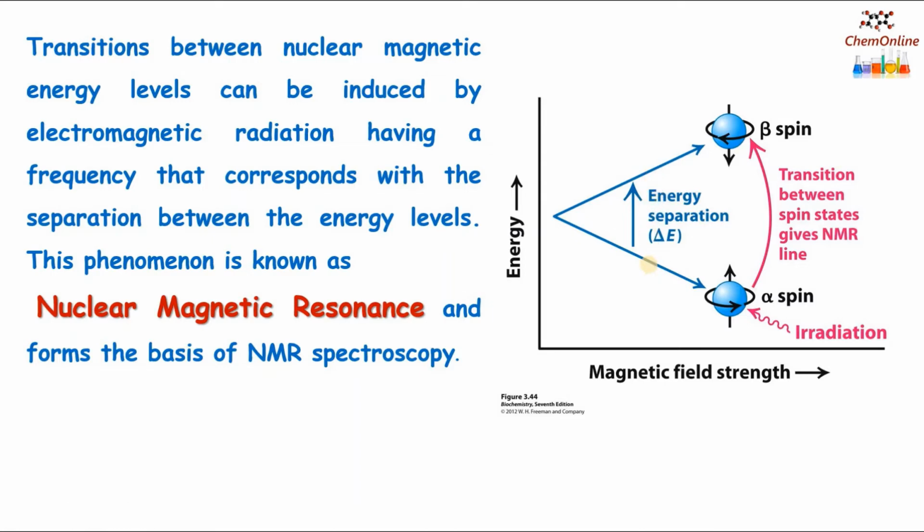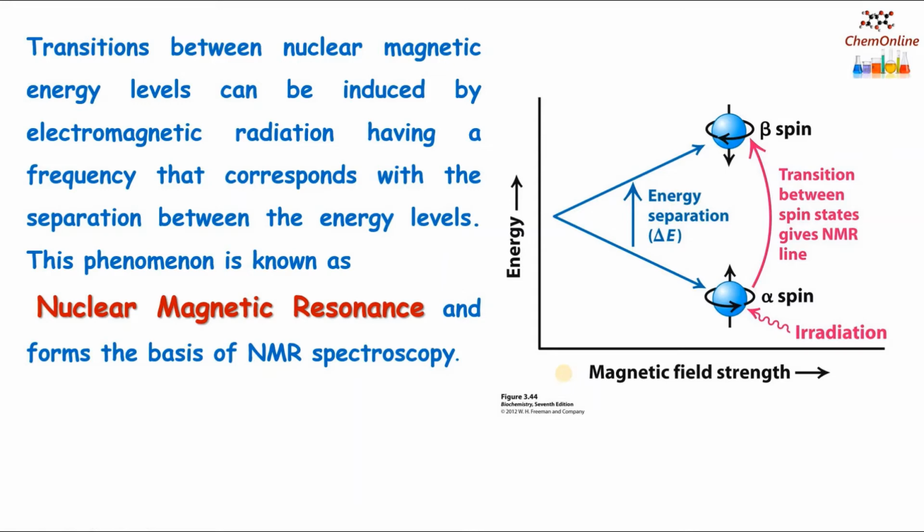That is, if an electromagnetic radiation having a frequency or energy that matches the energy separation between these two states, then such a radiation can induce transitions between the magnetic energy levels, and such a transition between the spin states gives an NMR spectrum. This phenomenon is known as nuclear magnetic resonance and forms the basis of NMR spectroscopy.